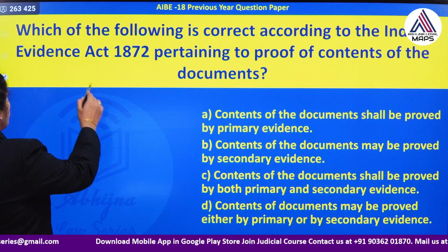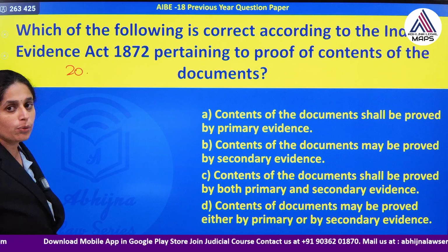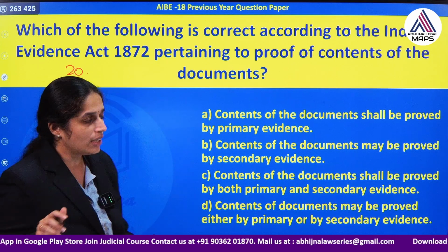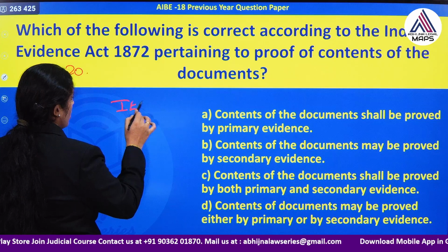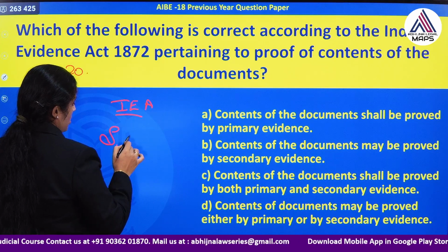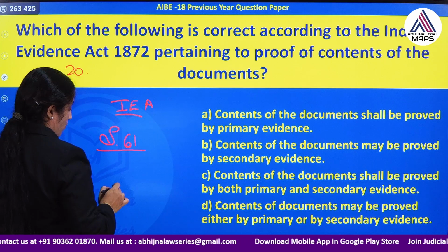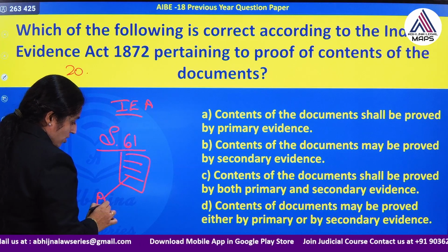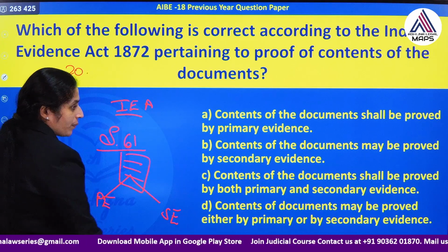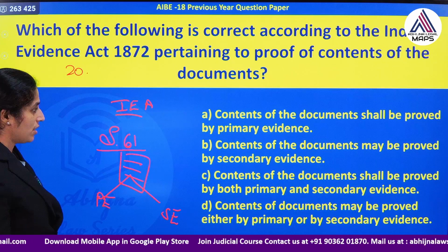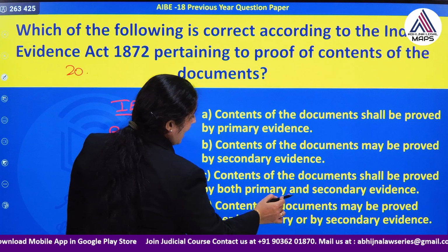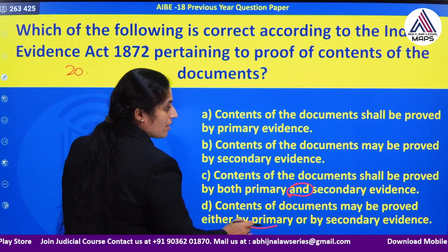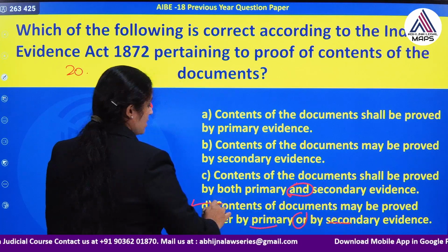Next we will move to the 20th question. Which of the following is correct according to the Indian Evidence Act pertaining to proof of contents of the documents? The Indian Evidence Act gives section 61, which speaks regarding proof of the contents of the documents. It says that the document contents can be proved either by primary evidence or by secondary evidence. If we see the answers here, what is the correct answer? No, this is not a condition. You can either give the primary evidence or secondary evidence. That is why D is the correct answer.